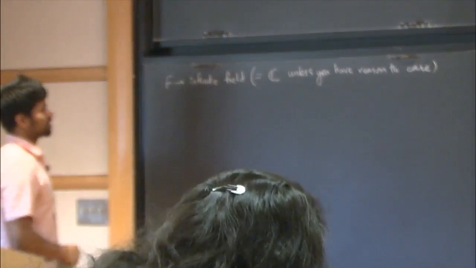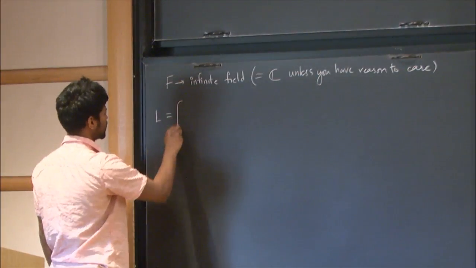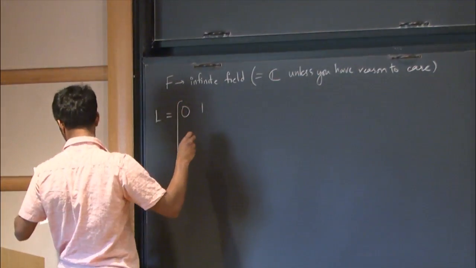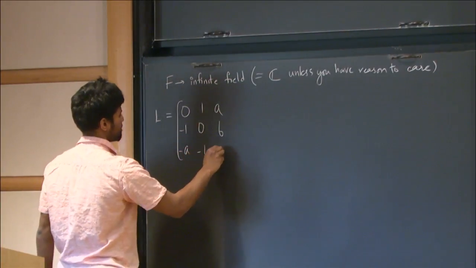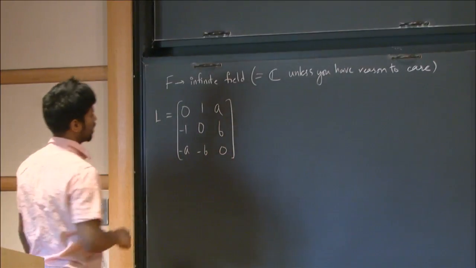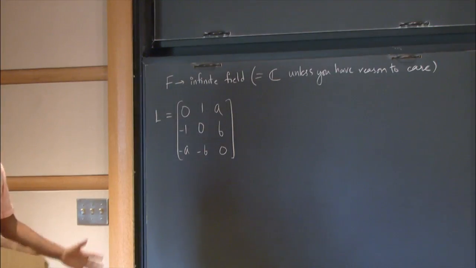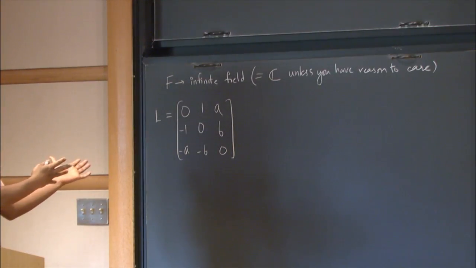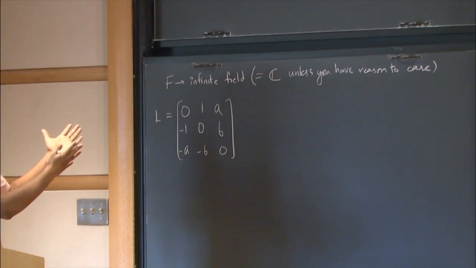Okay, so I'm going to start with a little bit of a thought experiment. I give you a matrix that looks like this, and I ask you, what is the rank of this matrix? Okay, it's not a trick question. Who knows what the rank of such a matrix is? Let's just say A and B are elements of the field.